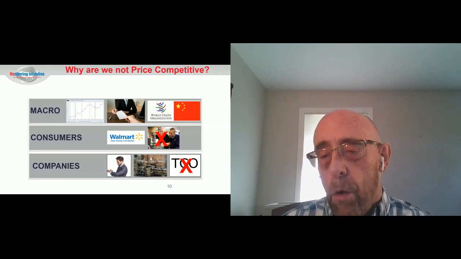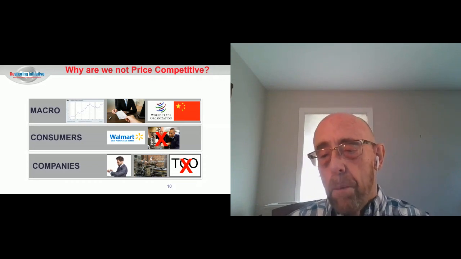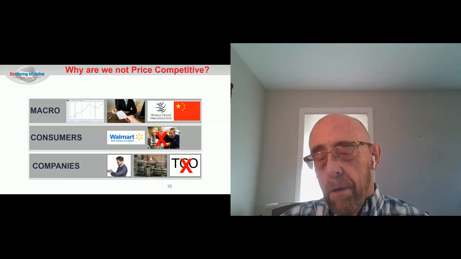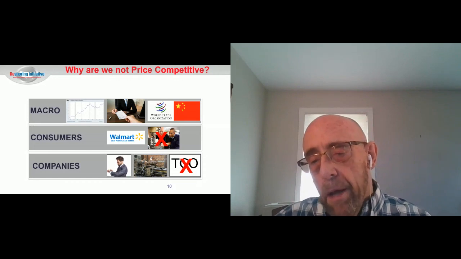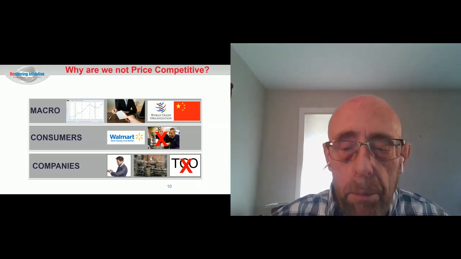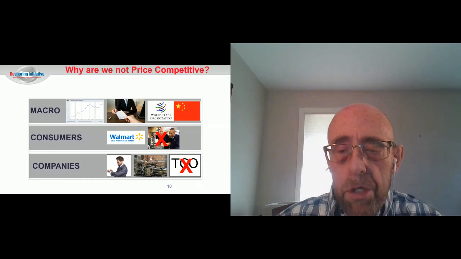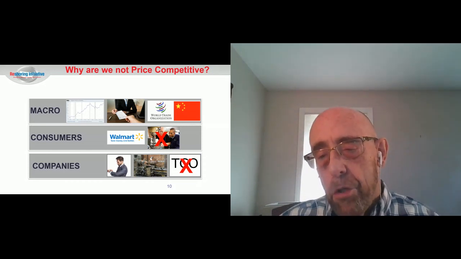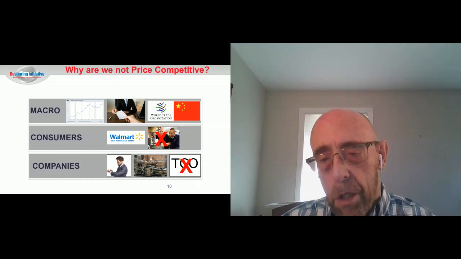In the lower right-hand corner, TCO, total cost of ownership, companies have not utilized that methodology. They've looked only or primarily at the ex-works price or the FOB price and not at the total cost. And therefore, significantly, they've imported things that they should be sourcing or producing here. Next.